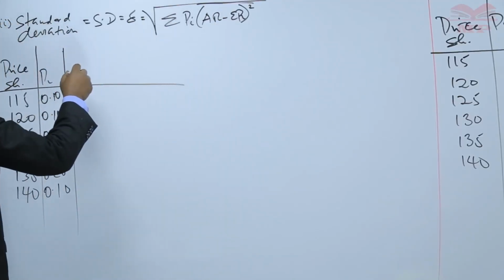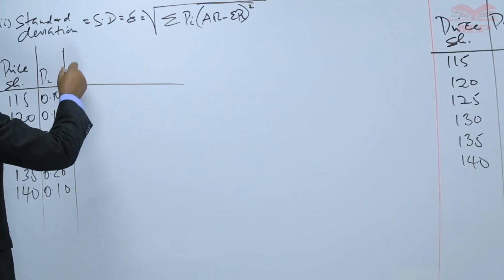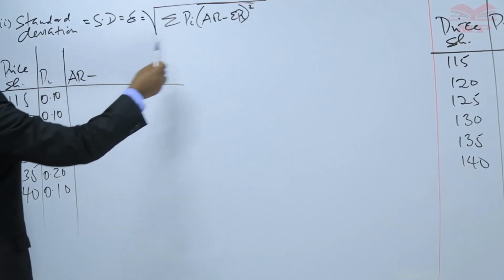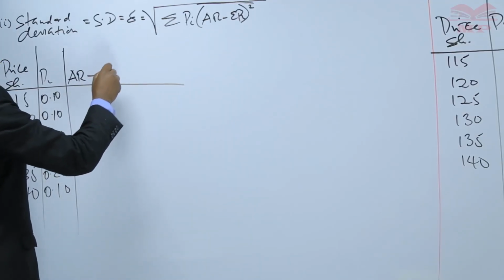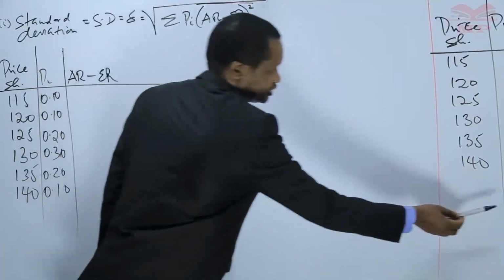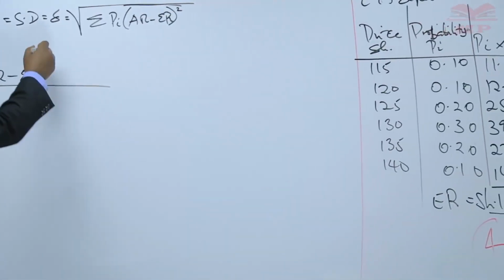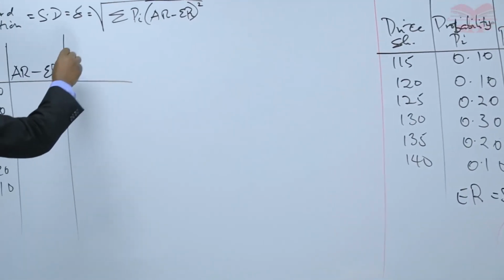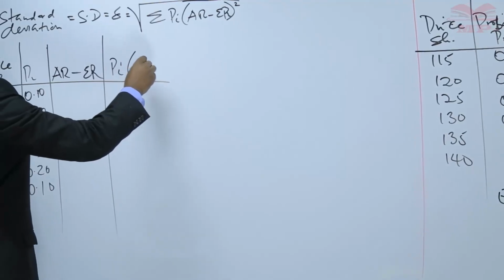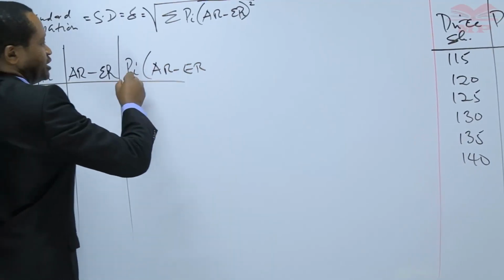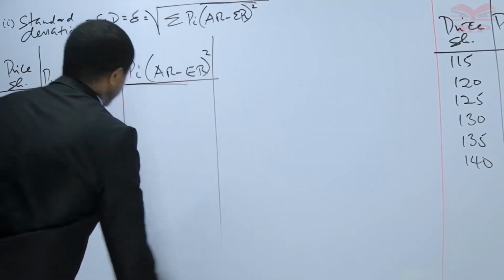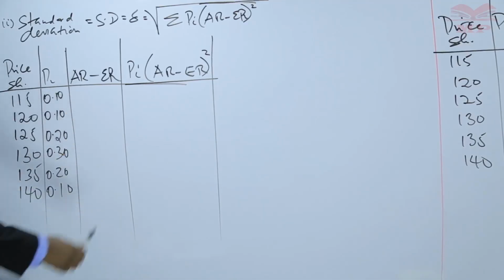The deviation is the actual return minus the expected return, which we've calculated here, 128.5. We have that column. Then we'll have another column for PI times actual return minus expected return squared.